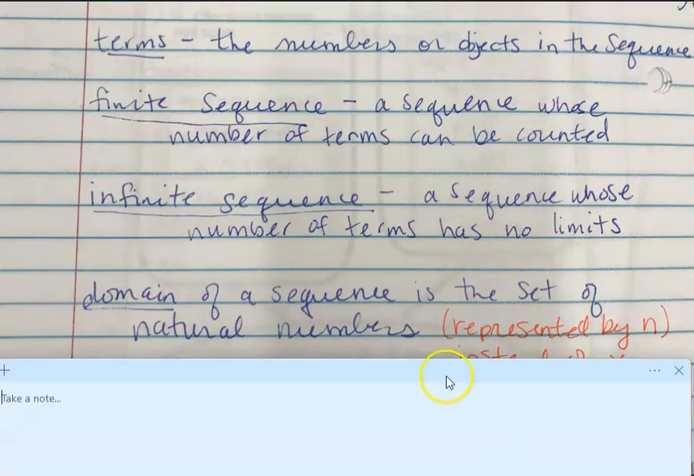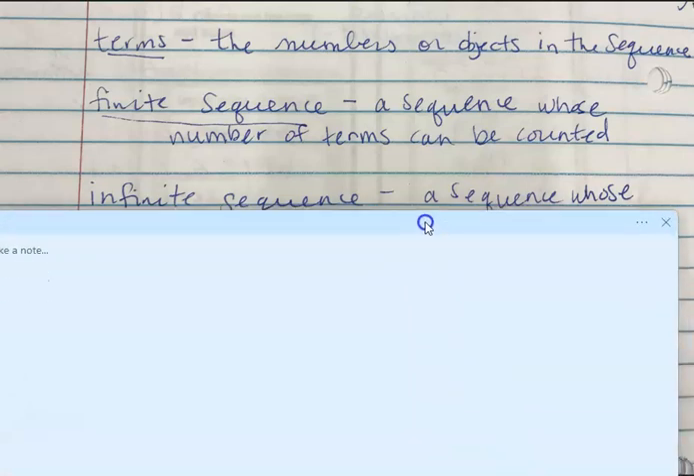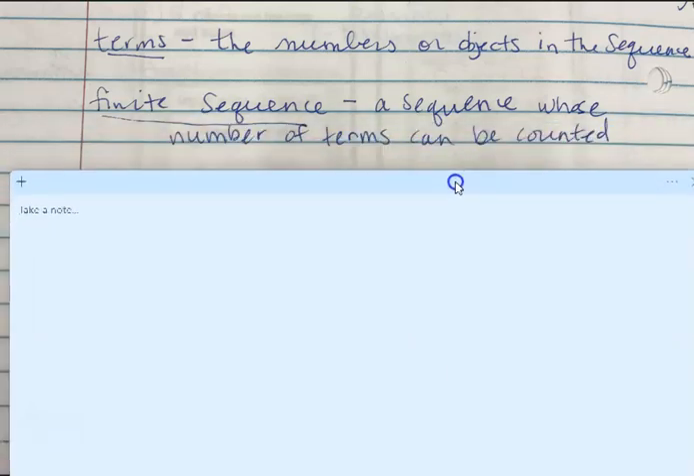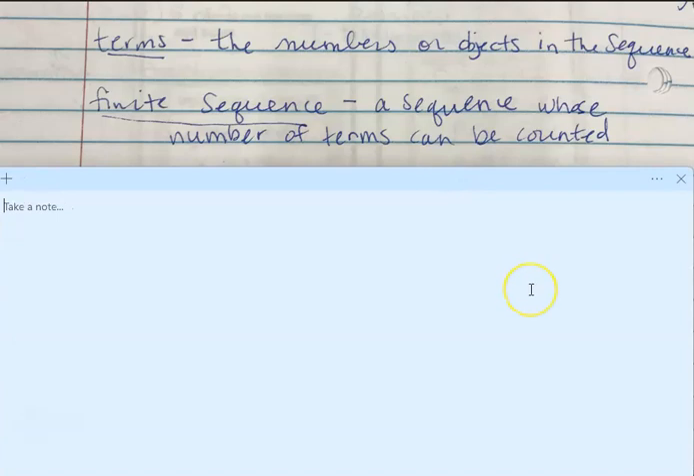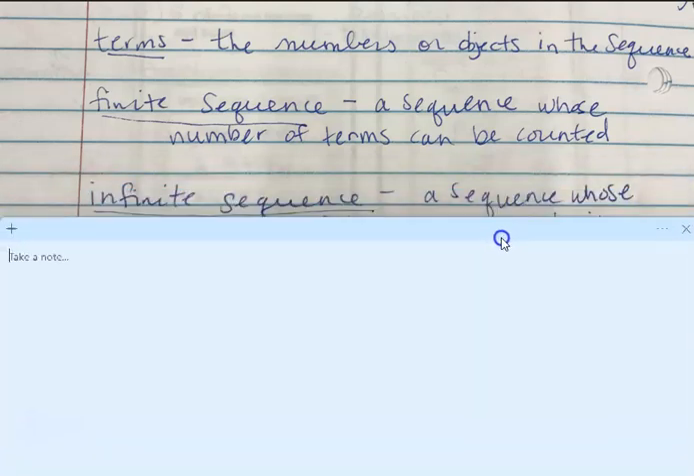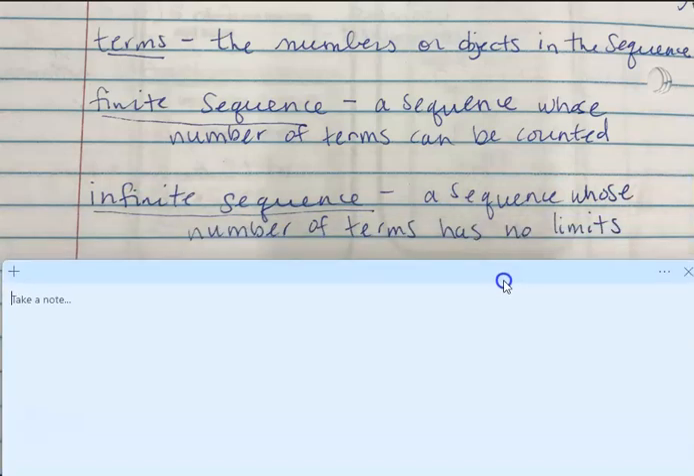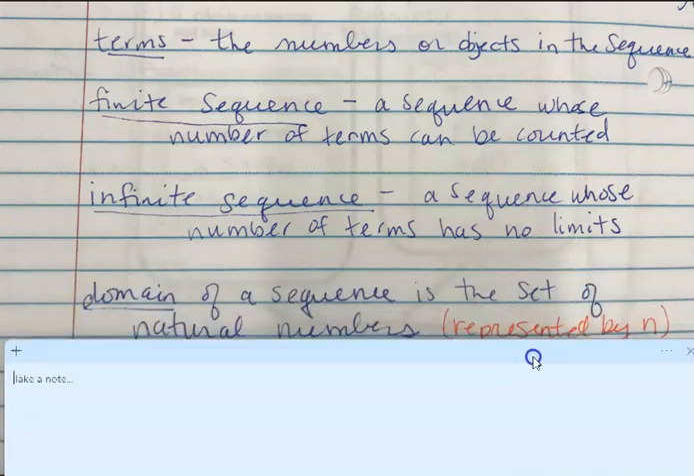Each number or object in the sequence is called a term. A finite sequence is one where the number of terms can be counted, so the terms do not go on forever like the example I showed you. An infinite sequence is a sequence whose number of terms has no limits, therefore it cannot be counted. That's where the ellipsis part comes in that I was talking about.